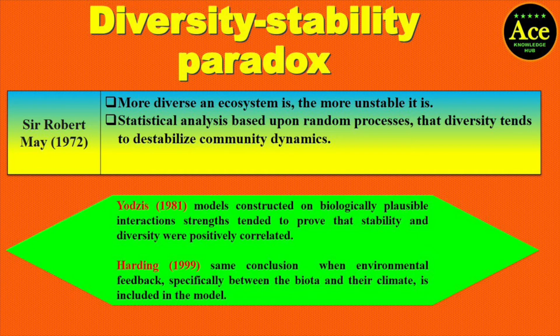Later, Yodzis in 1981 contradicted this result by showing that models constructed on biologically plausible interaction strengths tended to prove that stability and diversity were positively correlated. A similar conclusion was reached by Harding in 1999 when environmental feedback, specifically between the biota and the climate, is included in the model.